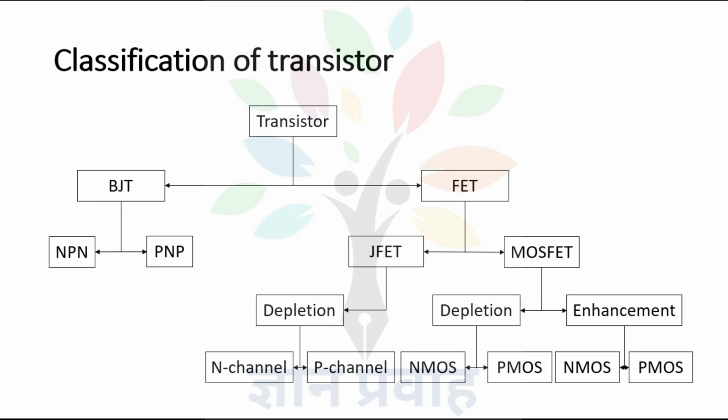Classification of transistor. Transistors are broadly classified in two categories. One is BJT, second one is FET. It depends on the operating behavior or operating nature of the device. BJT stands for bipolar junction transistor and FET stands for field effect transistor. BJT is further classified in two categories. One is NPN, second one is PNP.